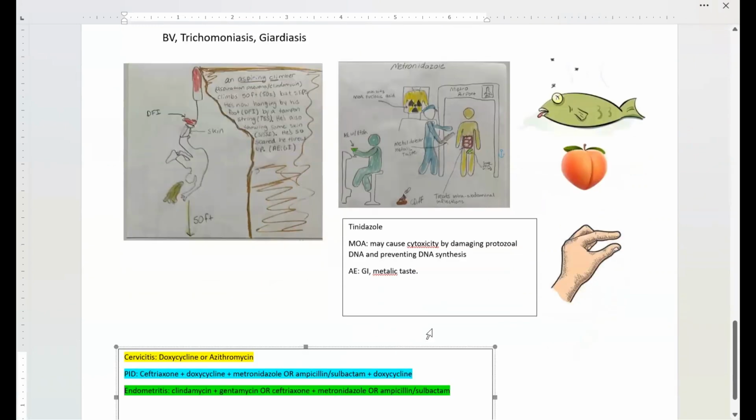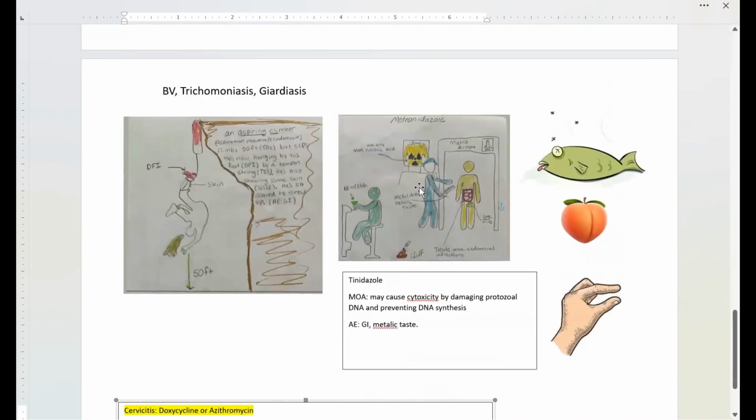And then a new drug is tinidazole. So this is a picture to show you that it's tiny. And the MOA is that it causes cytotoxicity by damaging protozoal DNA and preventing DNA synthesis. And adverse effects are GI and a metallic taste, which is really similar to metronidazole.